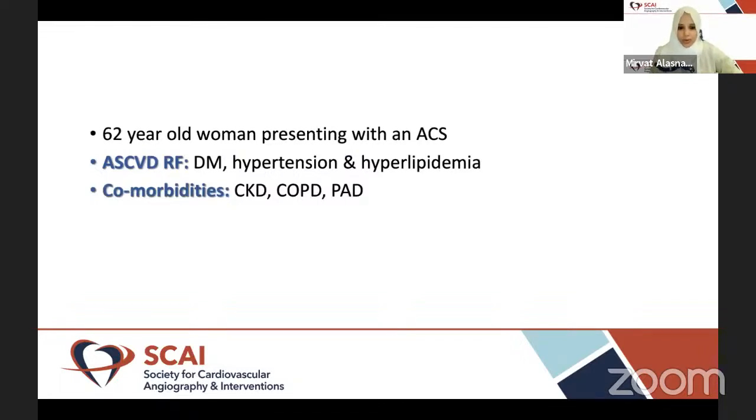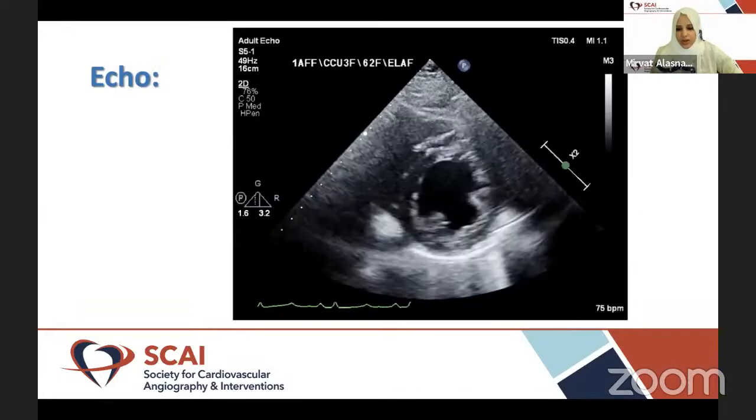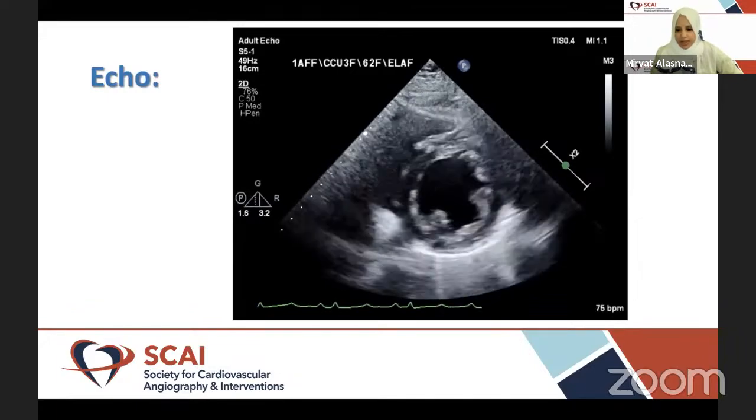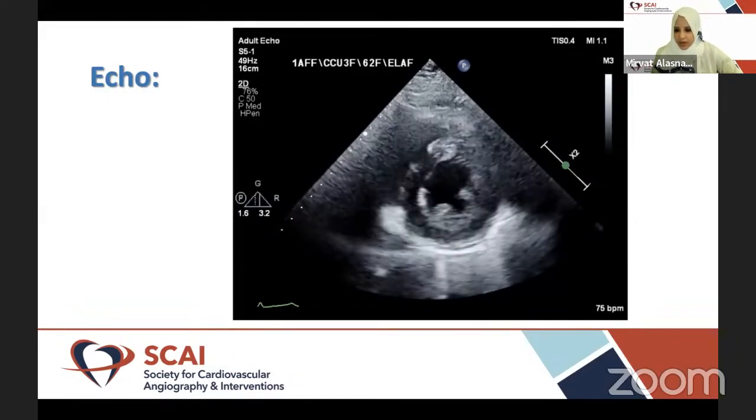This is a 62-year-old woman who presented to our hospital with an acute coronary syndrome. Her risk factors included diabetes, with hemoglobin A1C in the double digits, which is not uncommon in our part of the world, unfortunately. She's also hypertensive and hyperlipidemic. Comorbidities: she is overweight, has chronic kidney disease, COPD that required admission about twice in a year, and peripheral vascular disease that required some endovascular repair. This was her echocardiogram upon presentation: a little bit of left ventricular hypertrophy, mild hypokinesis of the anteroseptal wall, but overall LV function is preserved.